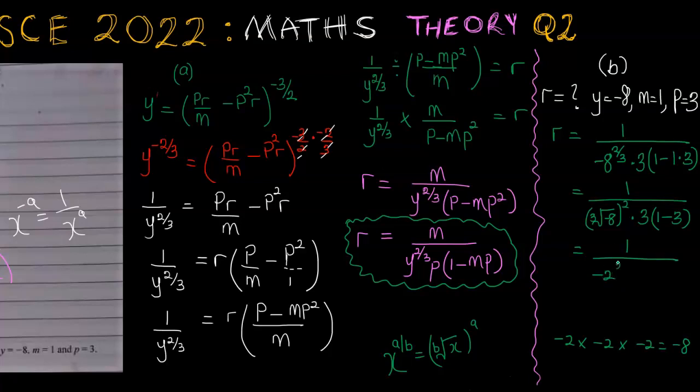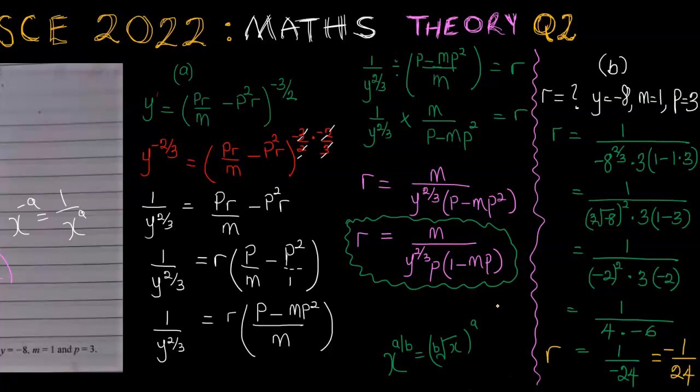We've got a squared. This is all squared times 3 brackets, 1 minus 3 is minus 2. So we arrive at 1 over negative 2 squared, that's negative 2 times negative 2, that's 4, times 3 times negative 2 is negative 6. So this is 1 over 4 times negative 6, which is negative 24. So we have that r is 1 over negative 24, which is of course the same as negative 1 over 24.